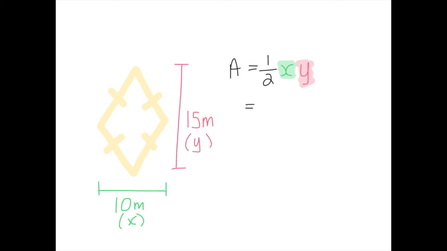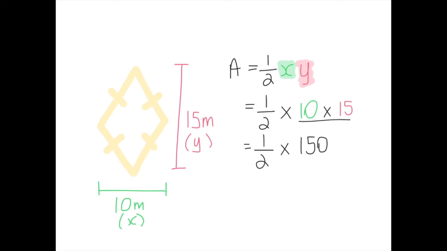Again, I'm going to leave half to the end, times x, which is 10, times y, which is 15. So half times 10 times 15 is 150, and we're going to find out what half of 150 is, which is 75. Now I know I'm dealing in meters and it's area, so it's squared.